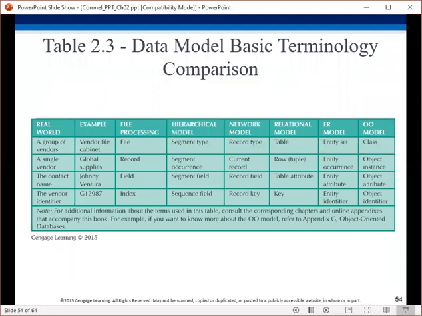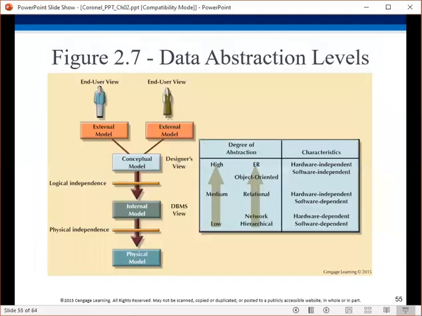And some of the terminology comparisons between the different models are here. Like a group of something, let's say in this case, a group of vendors. In file processing, that would be a file. In the hierarchical model, it'd be a segment type. In the network model, it'd be a record type. In the relational model, it'd be a table. And in the entity relationship model, an entity set. And in the OO model, a class.